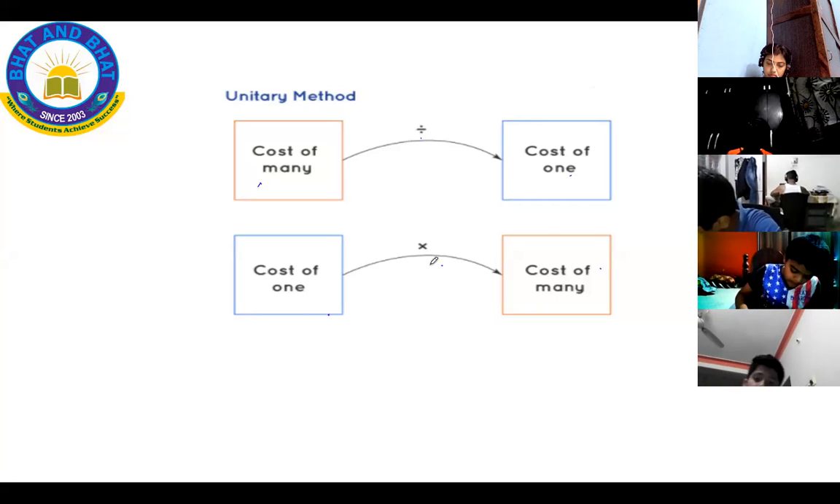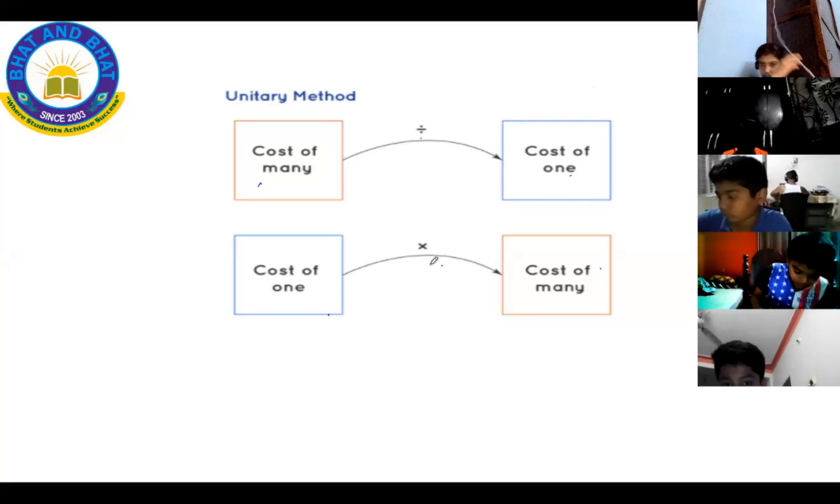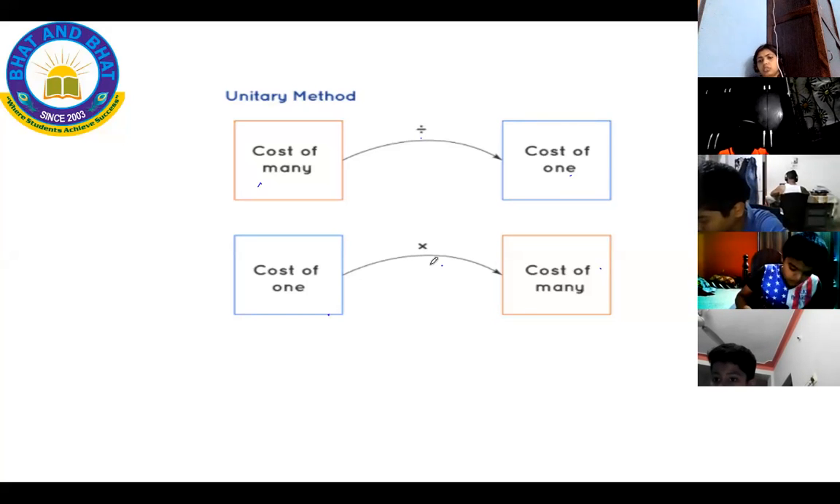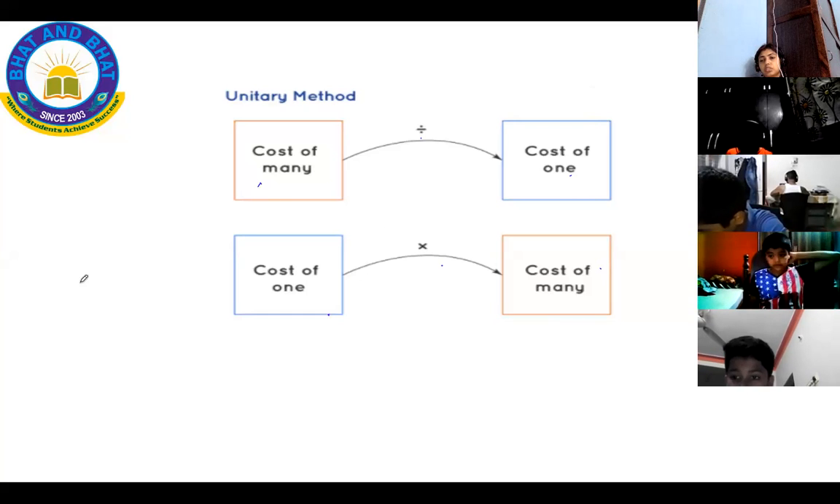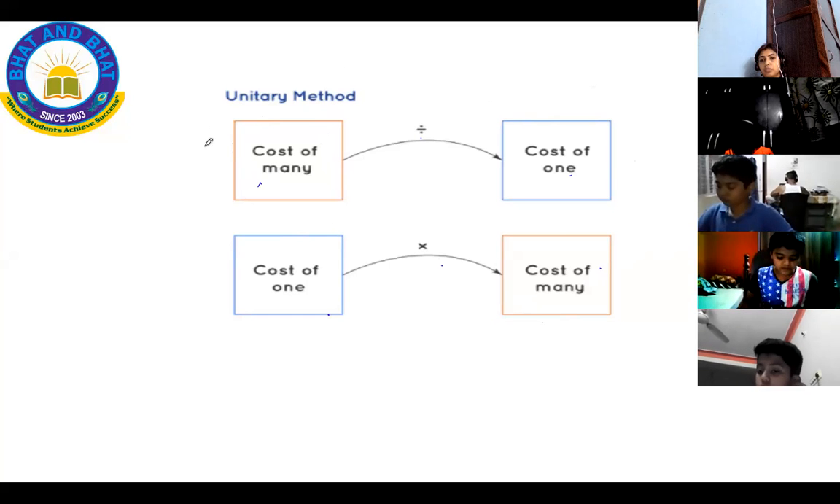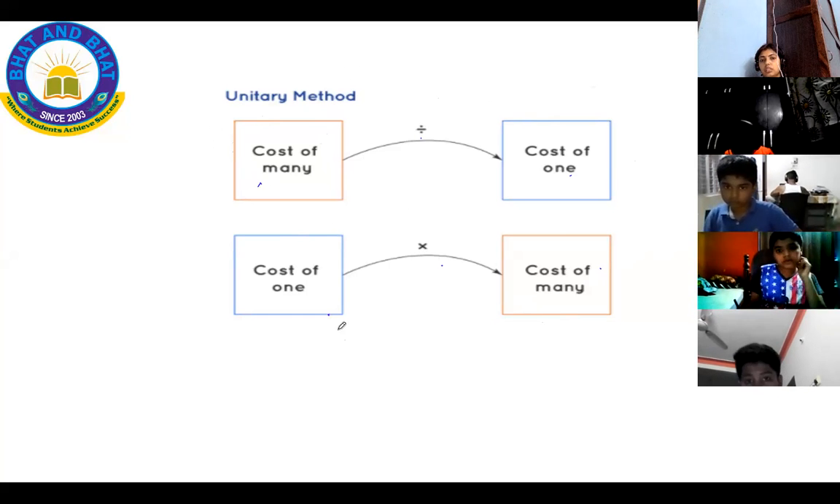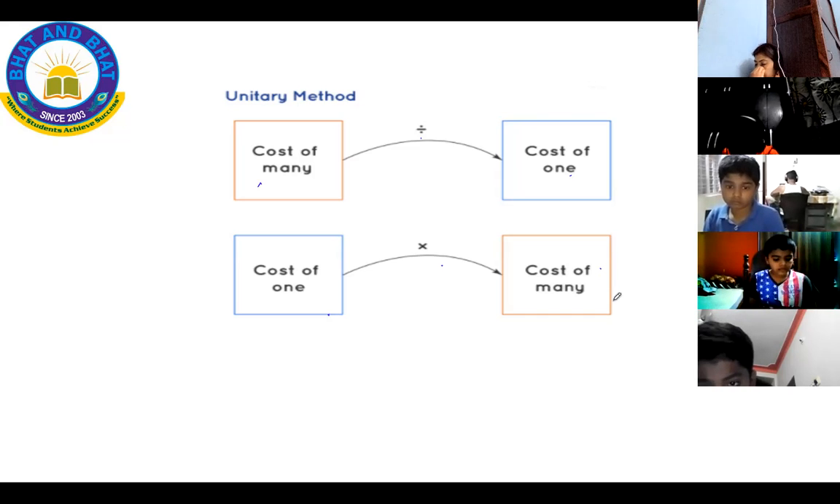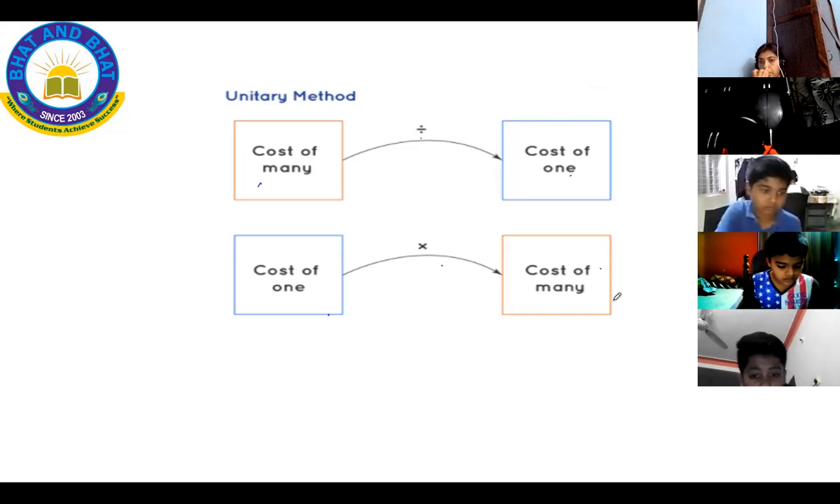Excuse me, ma'am. I didn't understand this. What is there in that? They have just told whatever was written in the sentence. So if you have many, then you can find the value of one. If you have one, then you can find the value of many. If you have to find the value of one from many, then you will divide. If you have only the value of one and you have to find many, you will multiply. Okay, ma'am. Understood.